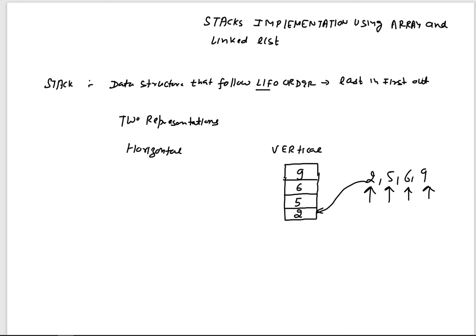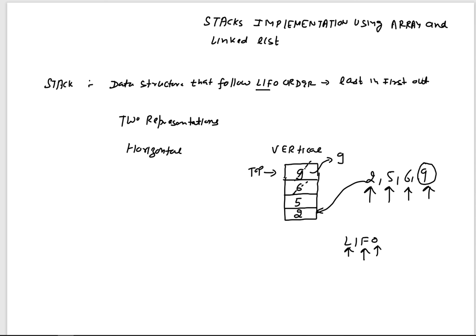Now you can see that the top position is this one. The last element, 9, is now on the top position. That's why we say that this follows LIFO order. What is LIFO order? Last in: 9 is the last element that we have. First out: if you want to delete an element, which element will you delete first? This is the first element you delete. That is the pop operation. Deletion means the pop operation.